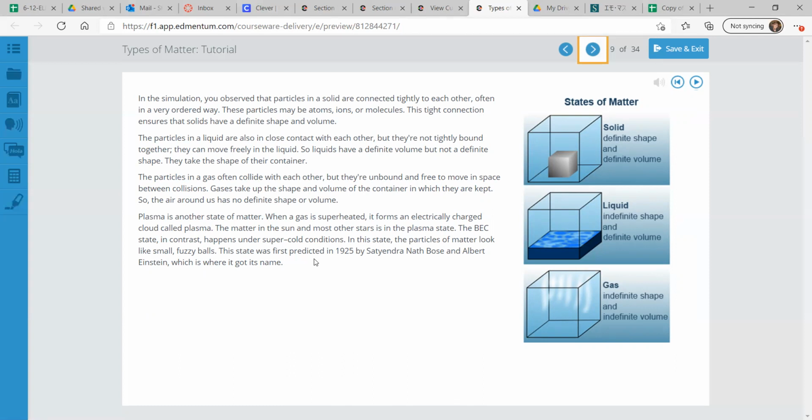Those two other states of matter: plasma, like I said, is when a gas is superheated and it makes an electrically charged cloud. The matter in the sun and most other stars is in this plasma, super energetic state. On the other hand, the Bose-Einstein condensate, or BEC, happens when you super cool something. In that state, the particles of matter look really small and fuzzy. And this was predicted by Einstein and Bose back in 1925. And that's how it got the name.